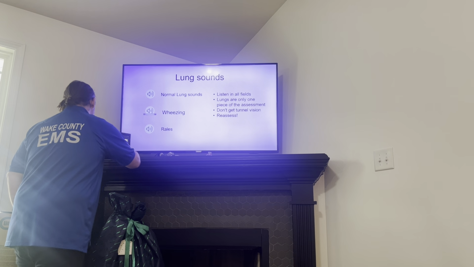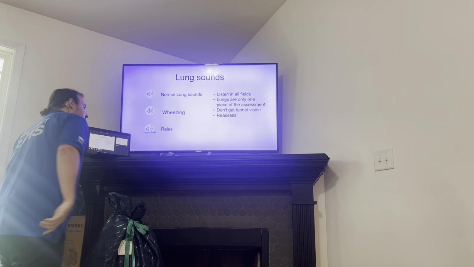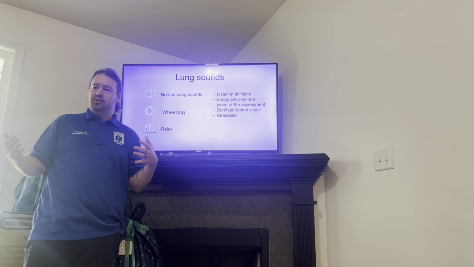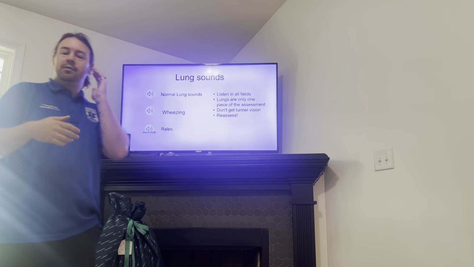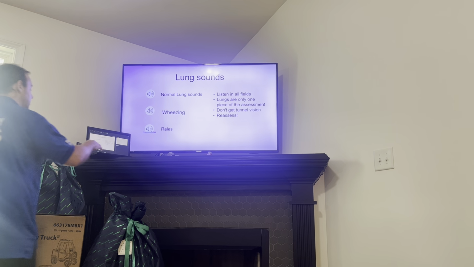And then rales is the last one. This one is often associated with fluid being in the lungs. This is what we would look for when we're looking for CHF exacerbation. We'd want to hear some bubbling, some crackling, something similar to this, okay?